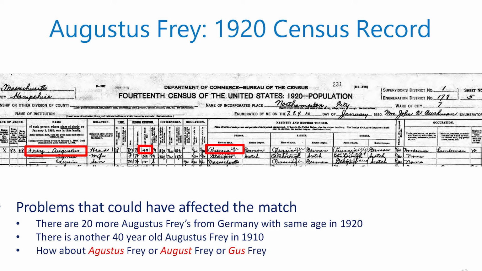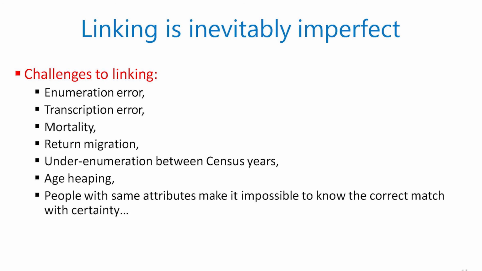Another problem is transcription error and nicknames, right? So if Augustus's name was misspelled, it would be difficult to assess whether or not he's the right Augustus Frey that we're matching to, right? If he's going by August or Gus, it's also difficult to determine whether or not we're matching to the correct person. And there are many other problems as well, right? We have enumeration error. So enumerators took the census and they often found it difficult to write down foreign names. And so it's sometimes hard to find names that way.